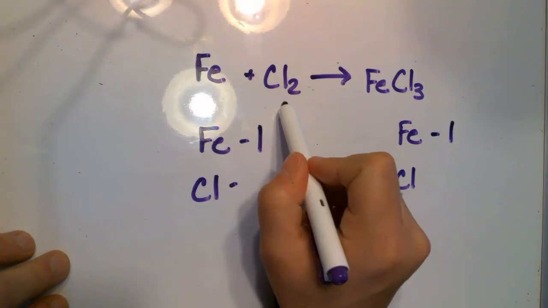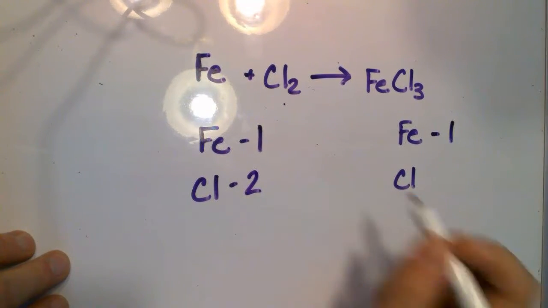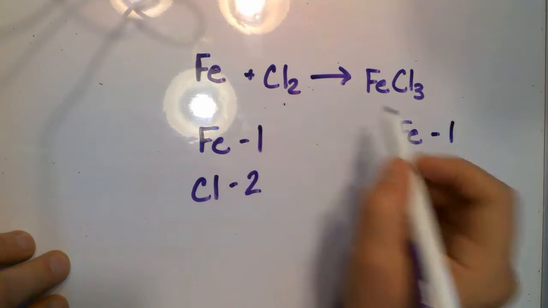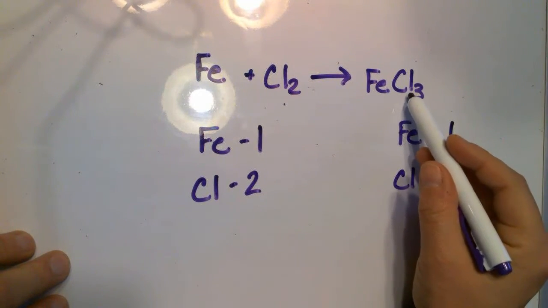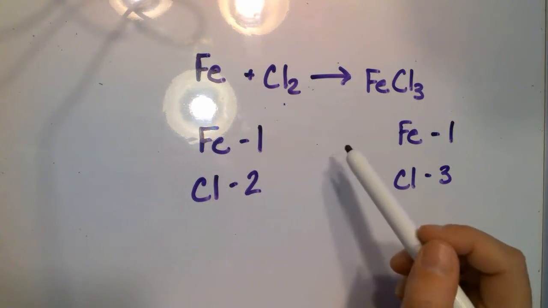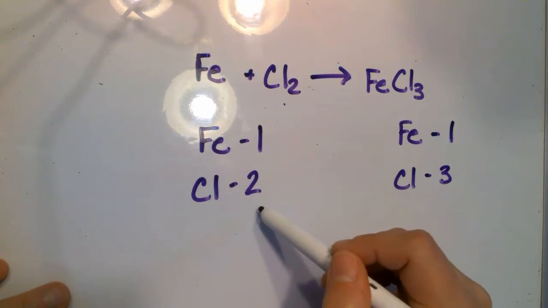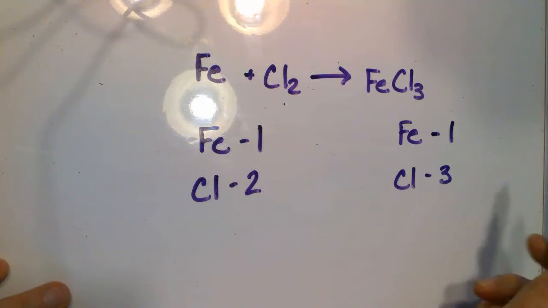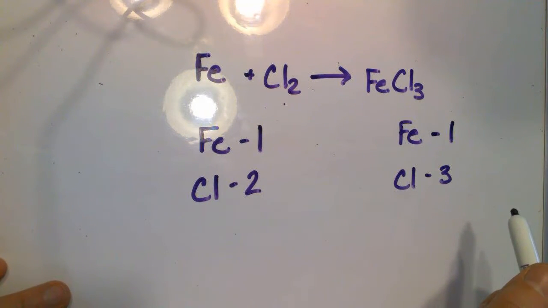On this side there's two chlorines, okay, that's what the 2 indicates. And on this side there's 3 chlorines. So we know that this equation is not balanced because we have 2 chlorines on this side and we have 3 chlorines on this side.